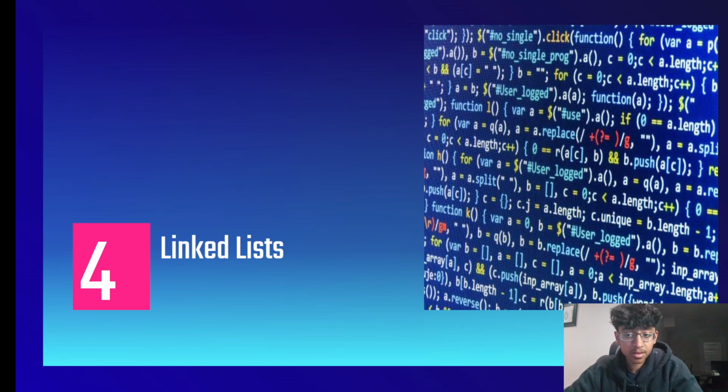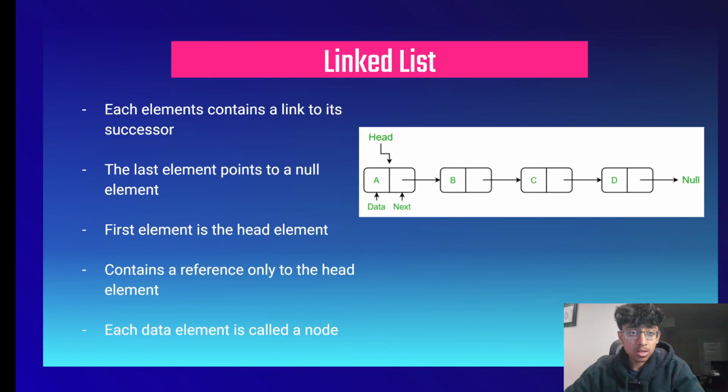Today we're going to be talking about linked lists. So, what is a linked list? A linked list is a fundamental data structure used to store a collection of elements dynamically. Unlike arrays, linked lists do not require a contiguous block of memory. Instead, they use nodes, where each node stores a value and a reference to the next node in the sequence.